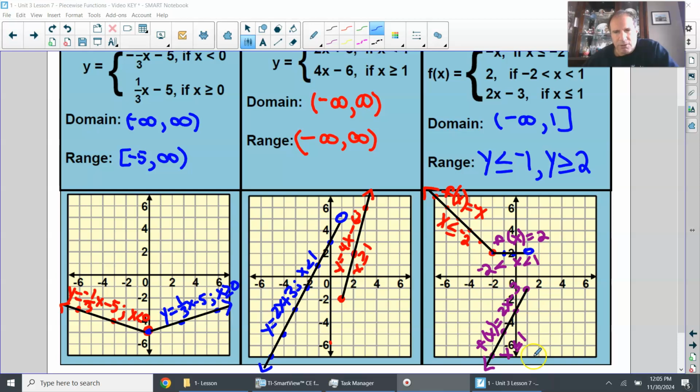And then this one is right here. See how it's separated? And then it's y is greater than or equal to 2, and it goes up forever. 2 is included because of this closed circle and this line right here. So that's basically it. Okay, that ends the lesson.